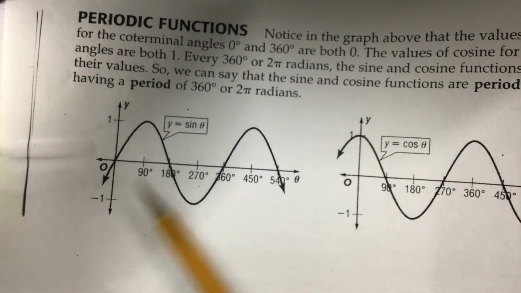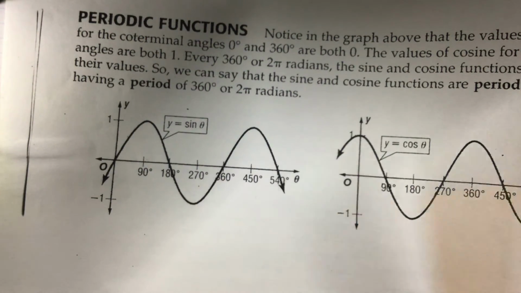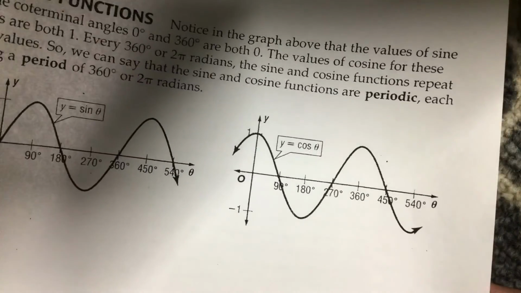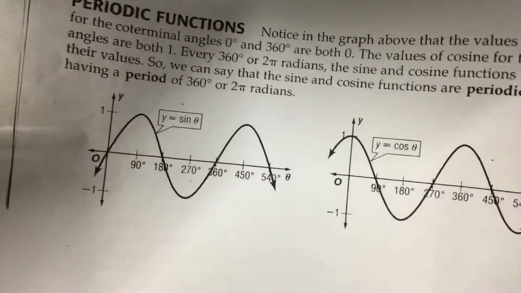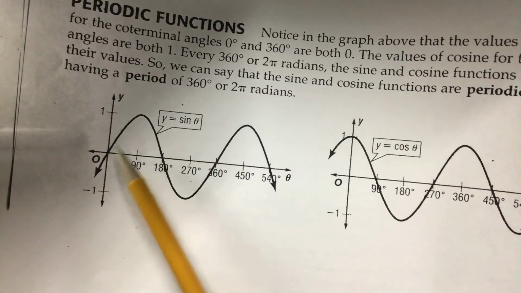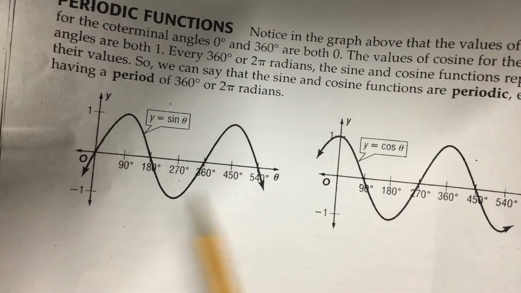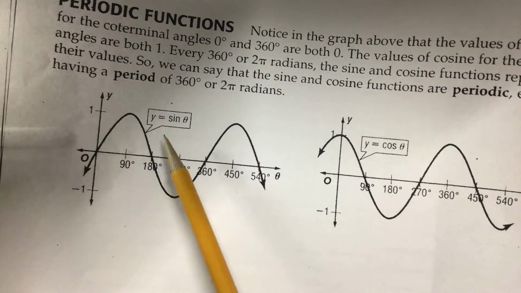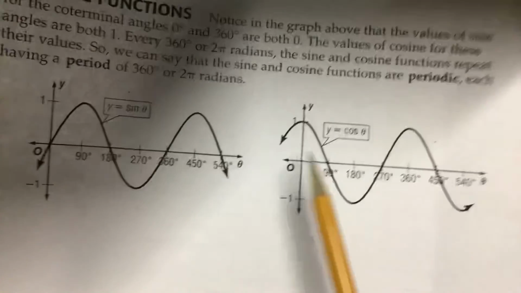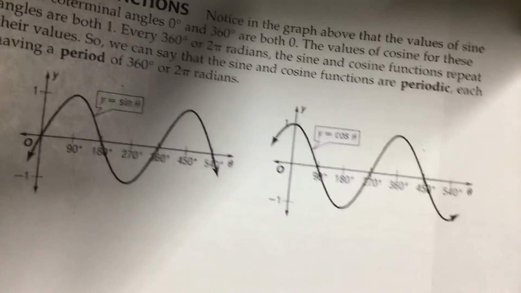You could do the same thing going around the circle with a cosine, and you'll get this graph here. They look pretty much the same, other than the sine of 0 is 0. The cosine of 0 is 1, so it starts up here. So that's how you can recognize a sine function versus a cosine function. The sine function cuts through the origin. The cosine function starts up here.